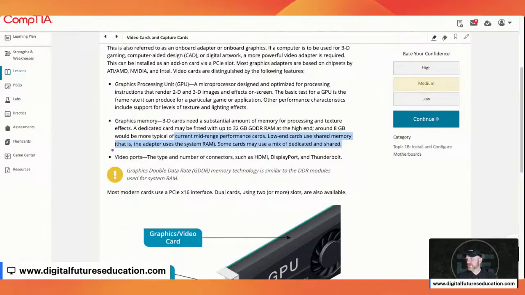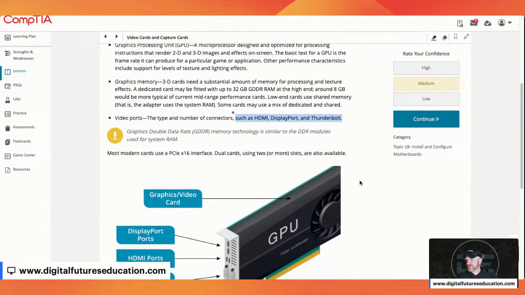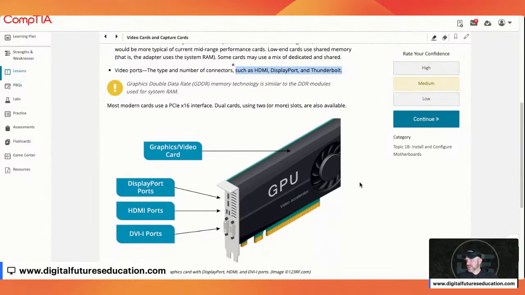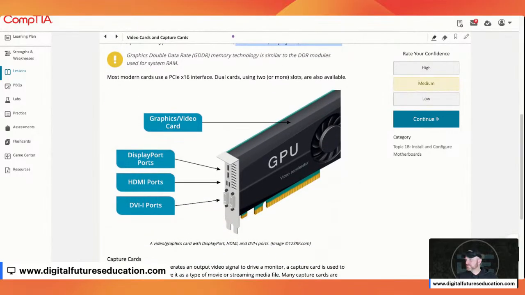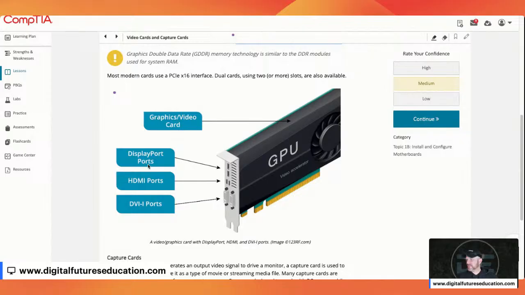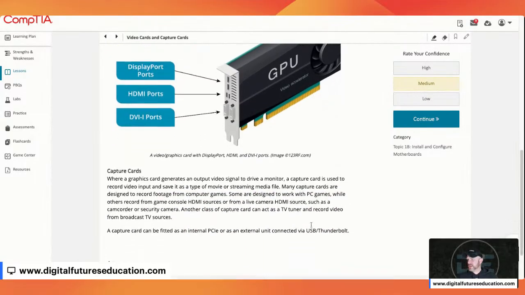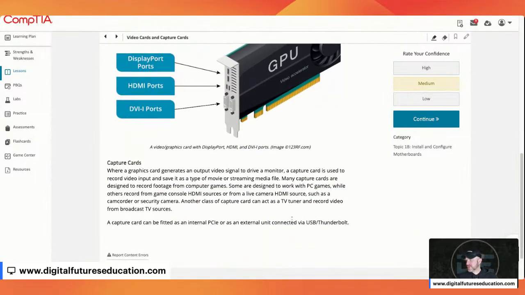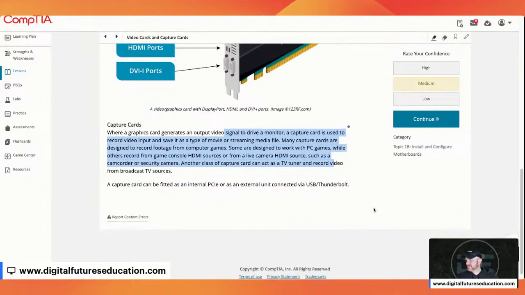And video ports, the type and number of connectors such as HDMI, DisplayPort, and Thunderbolt. So here we have a graphics video card with the DisplayPort ports, the HDMI ports, and the DVI ports attached to it. A capture card generates an output video signal to drive a monitor, and is used to record video input and save it as a movie or streaming media file.